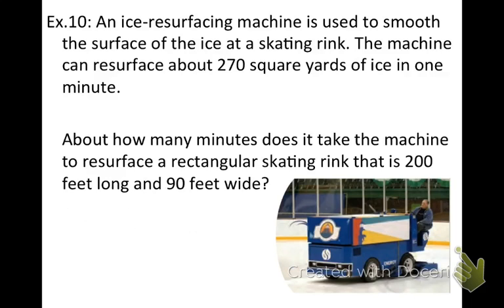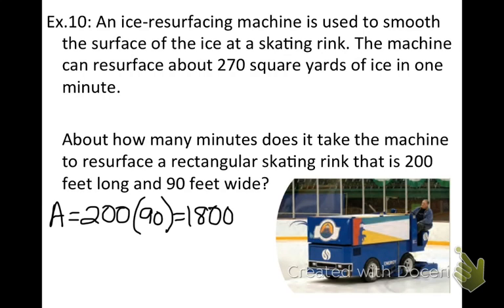An ice resurfacing machine is used to smooth the surface of the ice at a skating rink. The machine can resurface about 270 square yards of ice in 1 minute. About how many minutes does it take the machine to resurface a rectangular skating rink that is 200 feet long and 90 feet wide? Those dimensions are going to tell us the area of the rink, 200 feet long times 90 feet wide. It's going to get us 18,000 square feet.